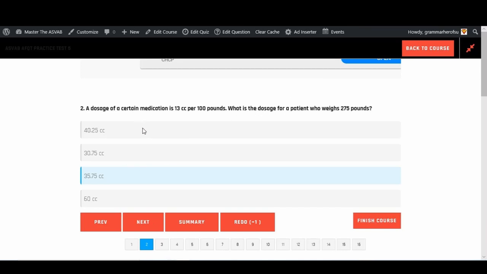Number 2 says a dosage of medication is 13 cc's per 100 pounds. What is the dosage for a patient who weighs 275 pounds? So in this case, we have to set up a proportion to solve this one. We're told that there's 13 cc's per 100 pounds. How many cc's is there going to be for a patient who is 275 pounds? And of course, we're going to represent the unknown as x.